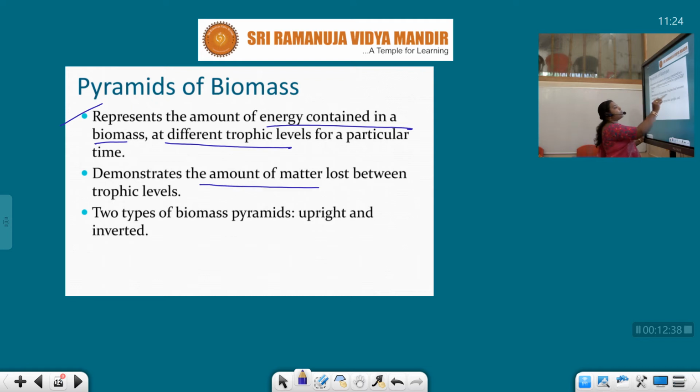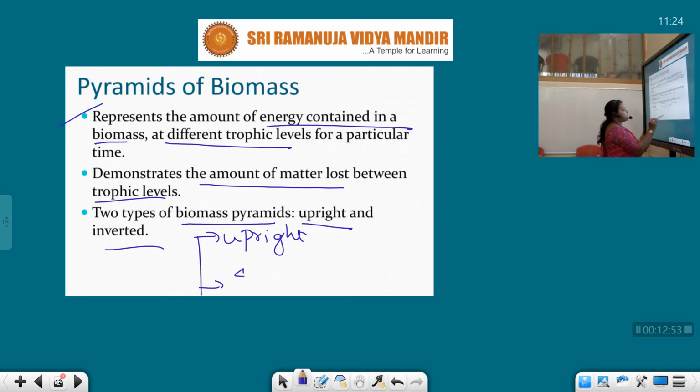It demonstrates the amount of matter lost between the trophic levels. There are two types of biomass pyramids, upright and inverted. Here there are two types of biomass pyramids, students. First one is upright and the second one is inverted. Understand?